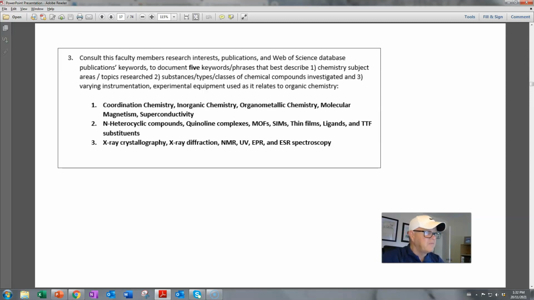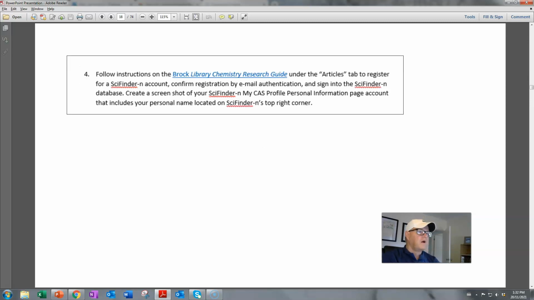And if you went to her lab, these are the sorts of things that she'd be doing. X-ray crystallography. Crystallography is a big thing. It's a really neat thing for organic, medically applied, and bioorganic reactions in substances. X-ray, NMR, other types of spectroscopy as well. So you figure out for your researcher what sorts of equipment do they use. Pretty easy so far. Fourth one is go to the Brock Chemistry Research Guides.